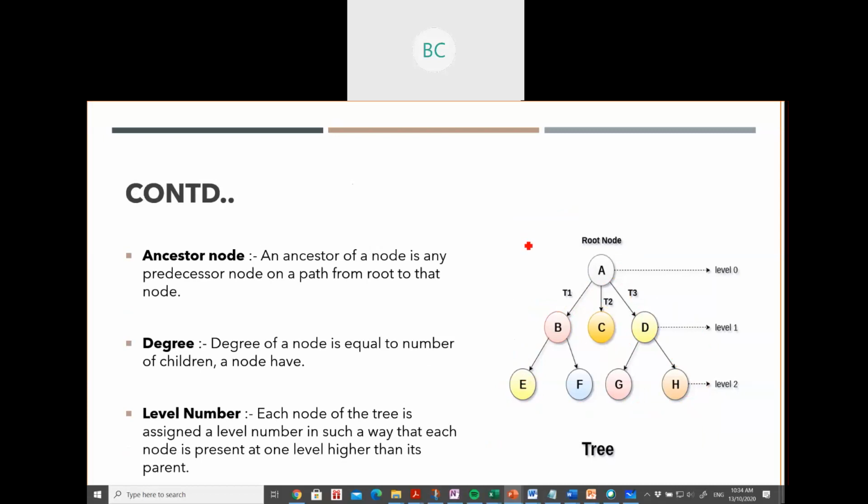Next is your ancestor node. Okay, an ancestor node of a node is any predecessor node on a path from the root to that node. That means suppose this is your path, you are following this path. So in this path, that means A, B, E. So B is the ancestor of E, correct? And A is the ancestor of B and E as well. Okay.